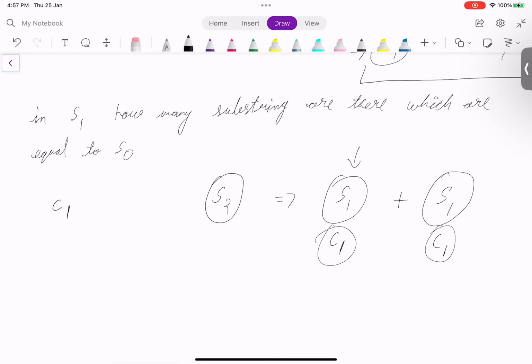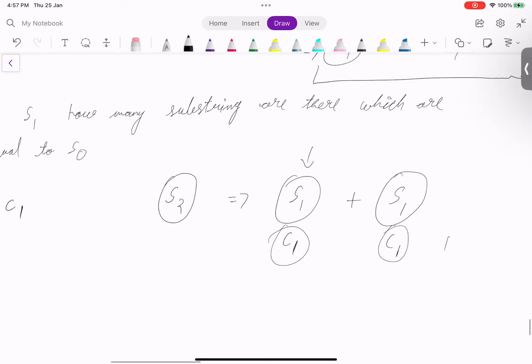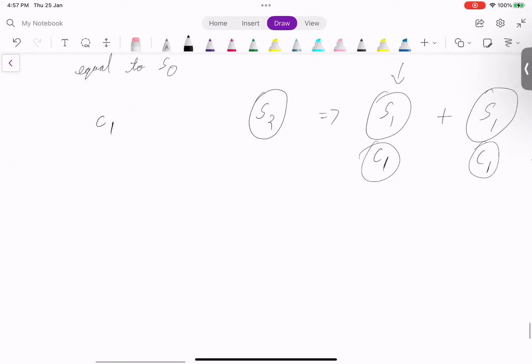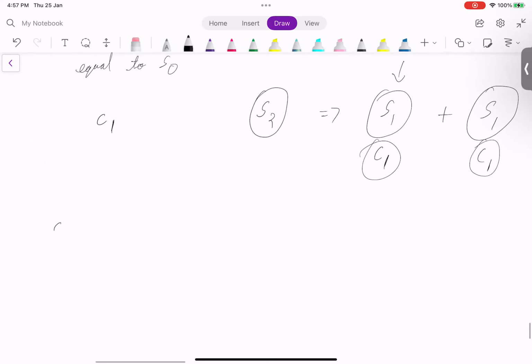As we are taking it twice, we can say it is C1 plus C1 plus we'll get some extra factor. So we'll get some extra value. And let's see why we get this value. So let us consider a case. If our string S0 is DDCCD, let's say.